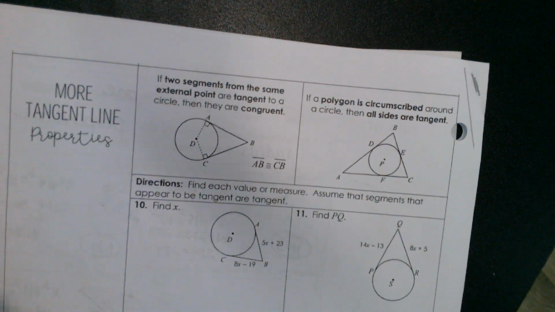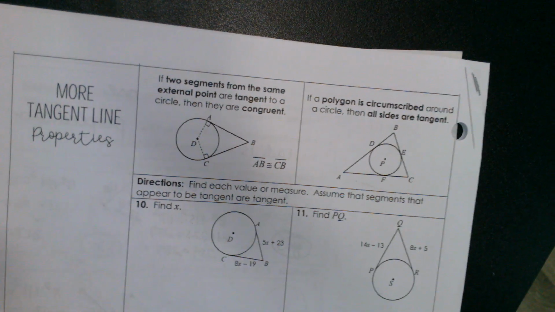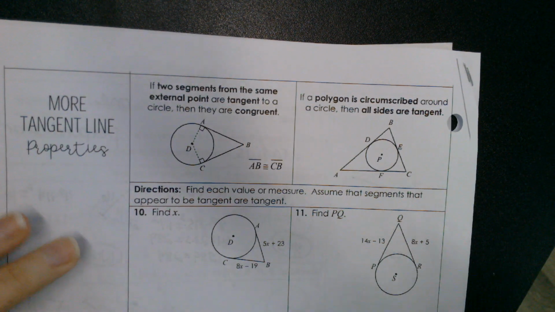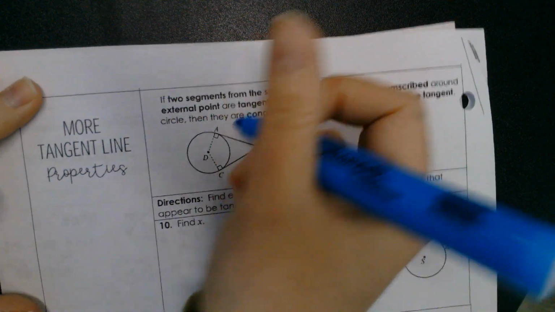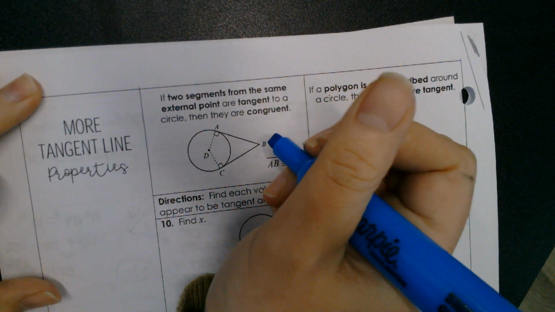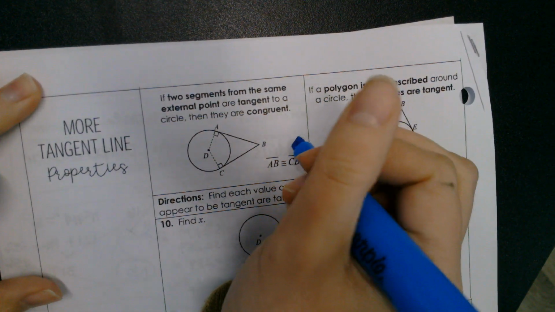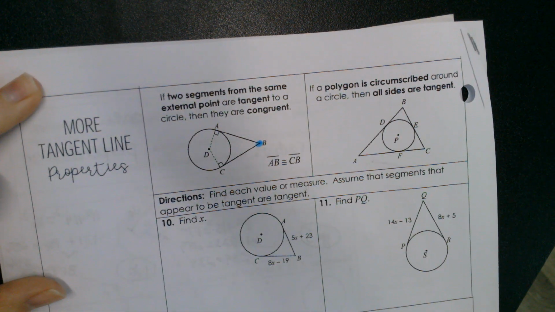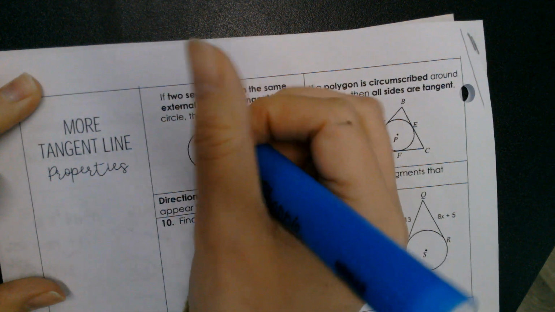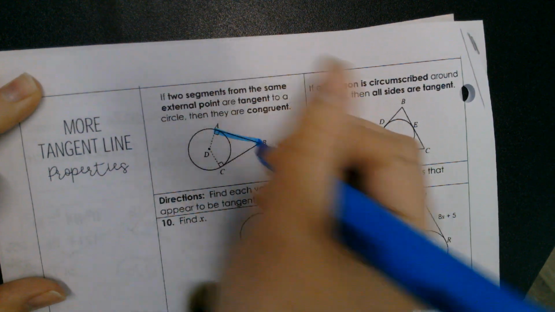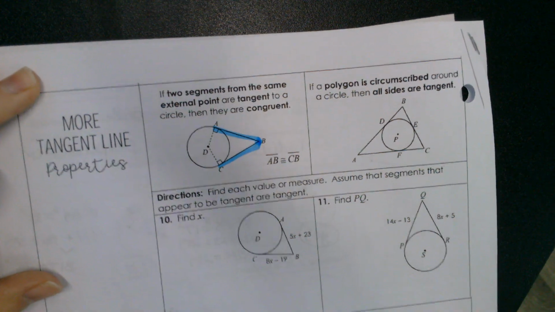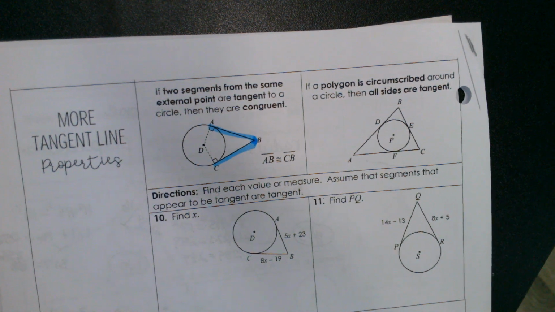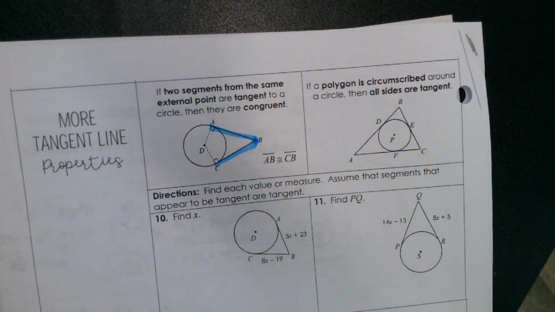Okay. Using one of your highlighters, I did not tell you to put your highlighters away, so you should still have them out. If you have two segments that are from the same exterior point B, then if they are tangent to the same circle, they are equal to each other. So in this case, these guys are equal.